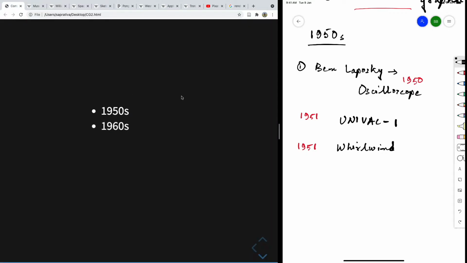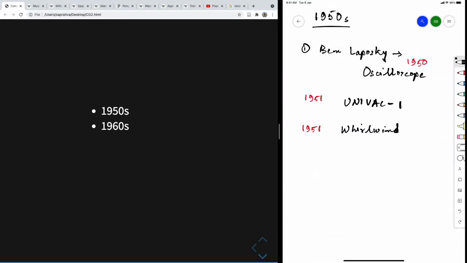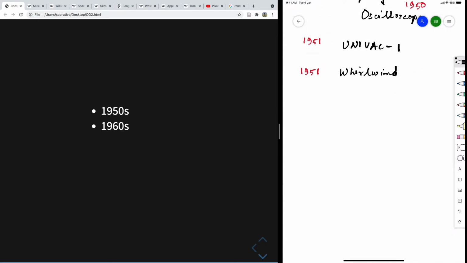So after these, let us go to the 1960s. So in 1950 these three things happened. Let us now talk about the 1960s. What happened in the 1960s? So in the year 1960, a person named William Fetter coined the term computer graphics.